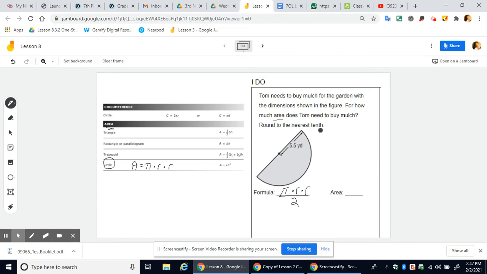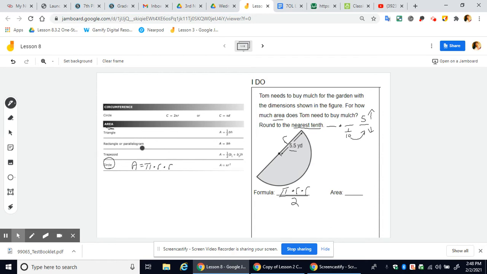And before I get started, this does tell me to round to the nearest tenth. So just re-emphasizing, your tenth place. This is your dimes, your tenth place. If the number next door is 5 or greater, you will round this up. If it is below 5, it will stay as is. Keep that in mind. All right, so I know that I've been given a radius of 5.5.